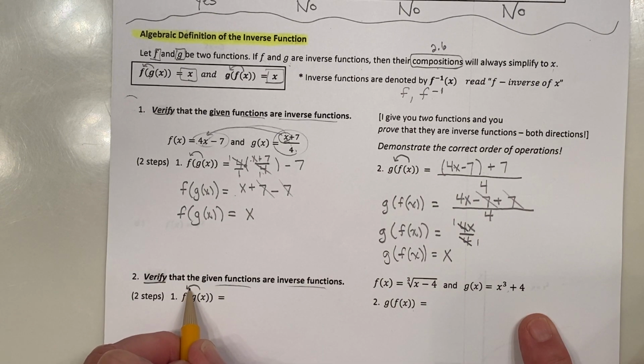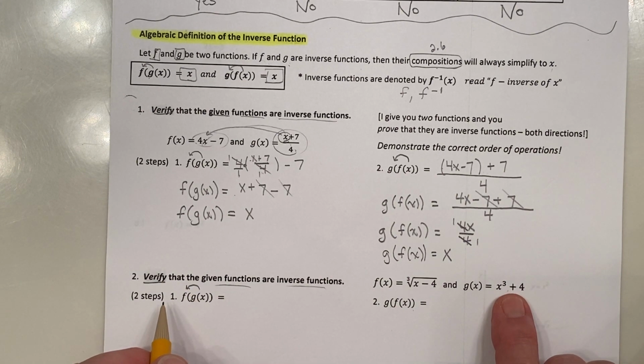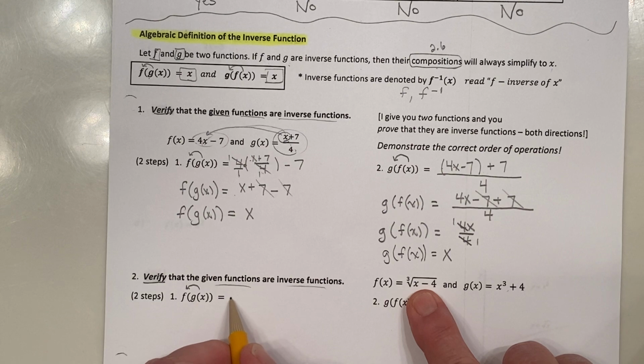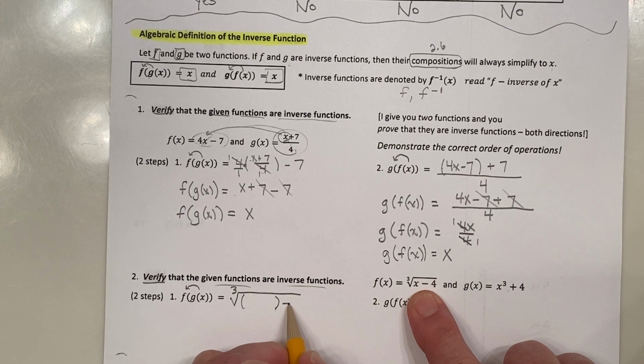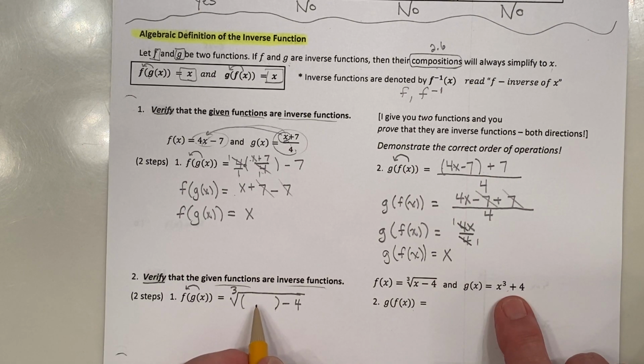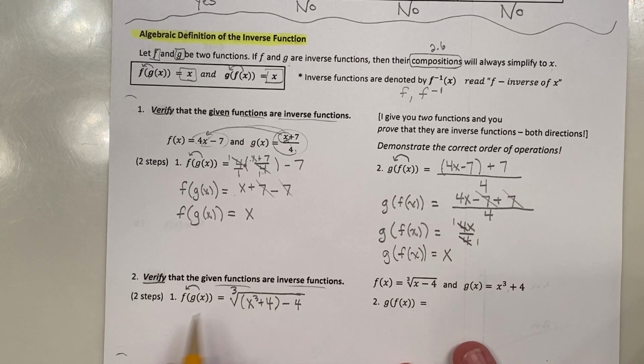So g goes in f. So here's g and here's f. So I'm going to write down f. It's the cube root, and I've got an x here. So there goes a parenthesis, minus 4. Now in the parenthesis for that x, I'm going to insert x cubed plus 4. Let's bring down the label.